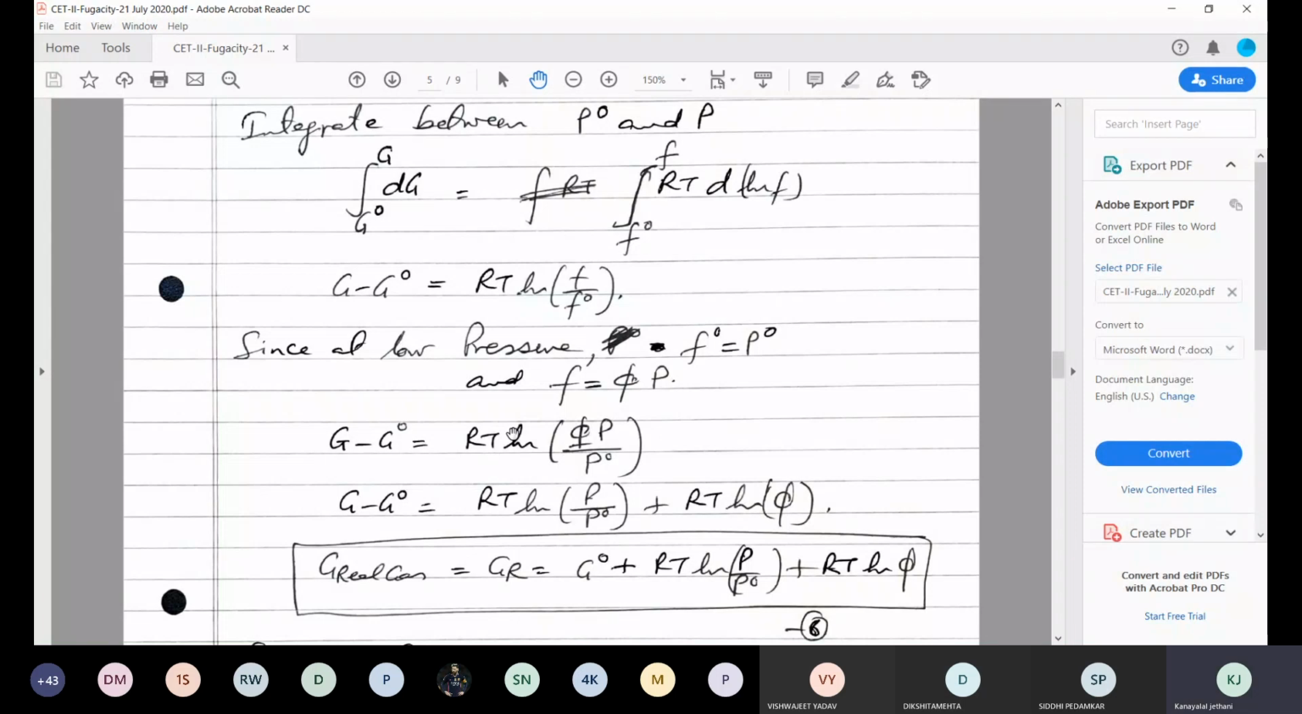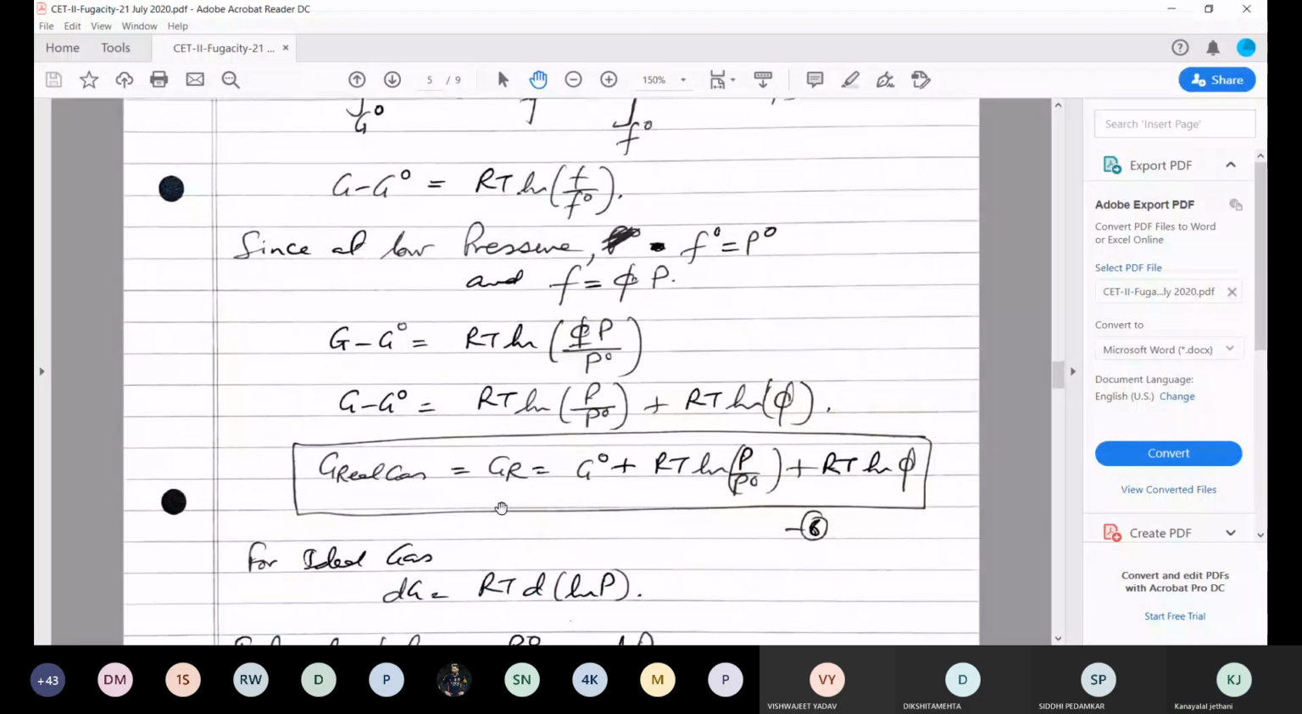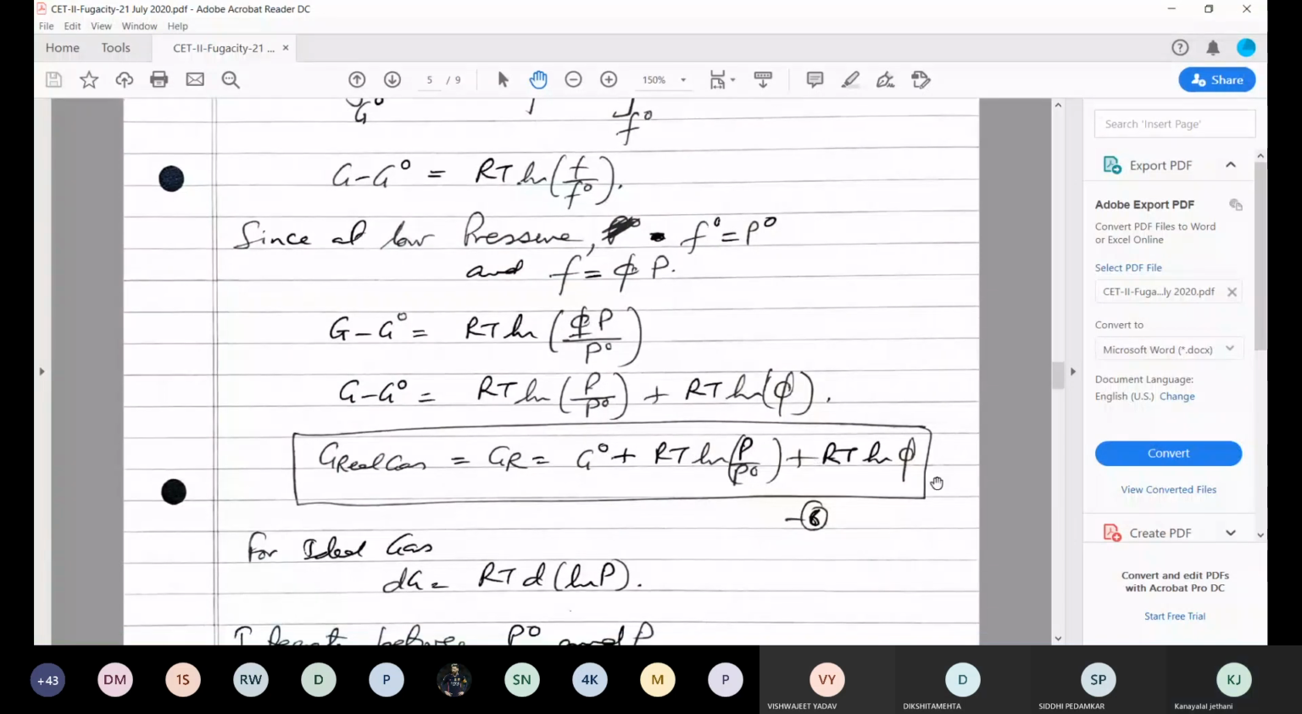तो अगर ये F से हमने डाला इक्वेशन में, what is RT ln F, F is equal to phi into P, F0 is equal to P0, right? So we can write this as RT ln P by P0. ये phi separate किया हमने, तो plus RT ln phi. This is simple algebra, right? So we are saying कि G जो है, this is for real gas, is equal to G0, ये इधर लाया हमने right hand side में, plus RT ln P by P0 plus RT ln phi, right?